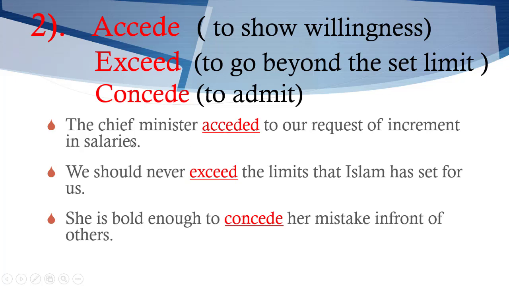The second sentence goes for exceed. We should never exceed the limits that Islam has set for us. Means we should never go beyond the limits. The third sentence is for concede. She is bold enough to concede her mistake in front of others.